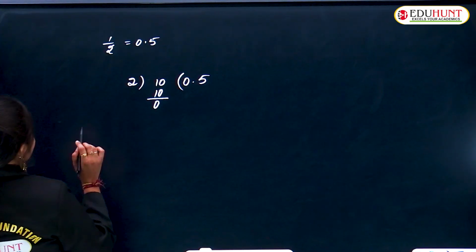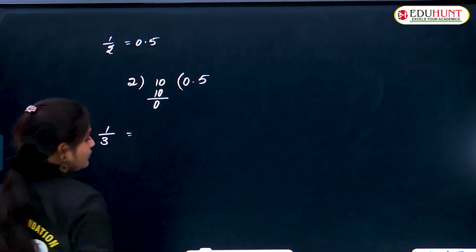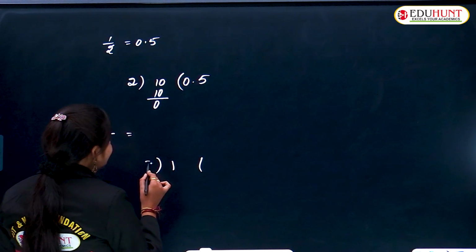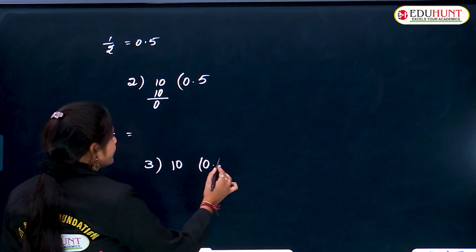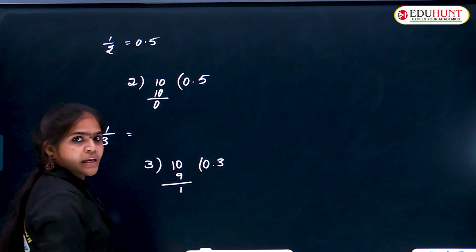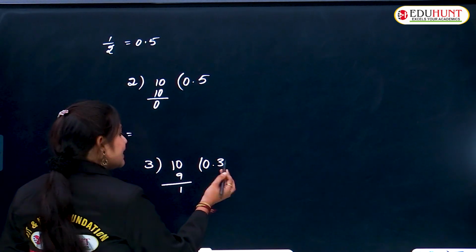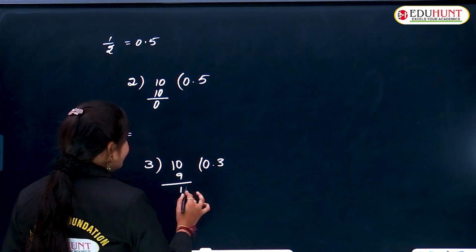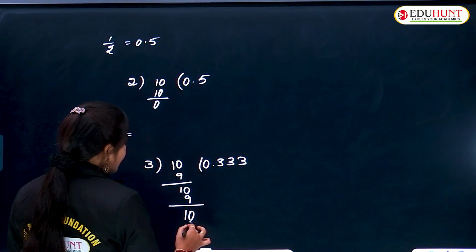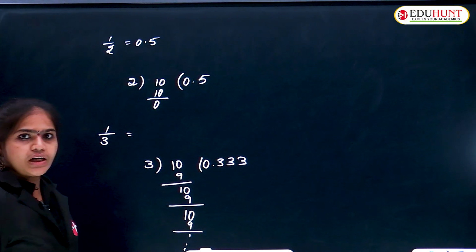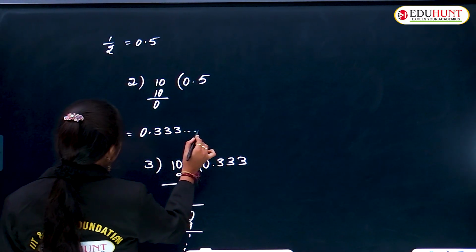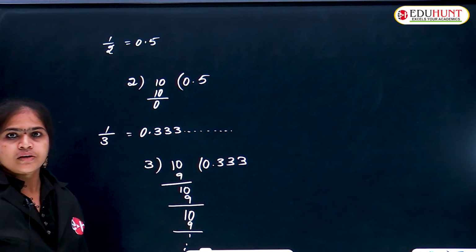In the same way, 1 by 3. How to convert 1 by 3 into decimal form? Again the same process. 1 is smaller than 3, so again 0 and here 0. 3 3s are 9. Again 10 minus 9 is 1. Again 1 is smaller than 3, so keep 0. Again 3 3s are 9, again 1. Again 3 3s are 9, again 1. This process is continuing, that's why we can write this as 0.333 and so on.